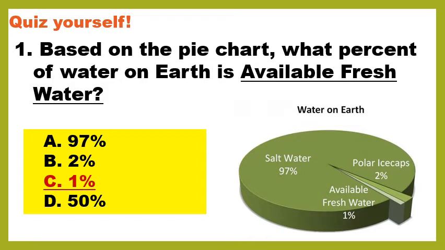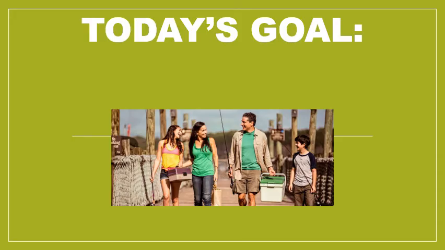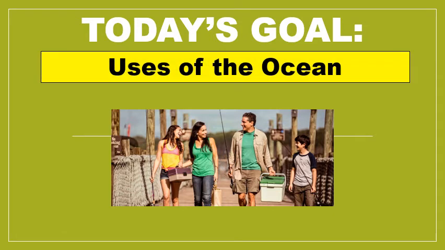So it goes to show you that most of the water on Earth is salt water. Well, that is good to know because today we're going to talk about uses of the ocean. And remember that salt water is found in the ocean, and fresh water makes up rivers, lakes, and marshes. But today we're going to talk about the ocean.